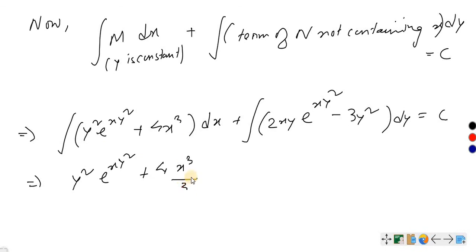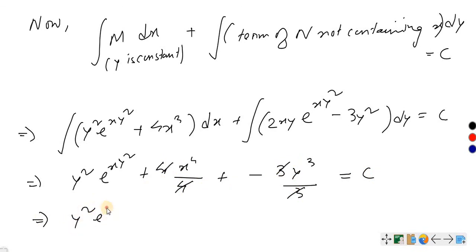Similarly, the integration of 4x cube will be x to the power 4 by 4, plus the integration of the next part. We will not take the term containing x, so this will be 0. We will take only this term. If we integrate it, we get minus 3y cube by 3, and this is equal to c. So the 4 cancels out. What is our final answer? y square e to the power xy square plus x to the power 4 minus y cube is equal to c. So this is the solution of this exact differential equation.